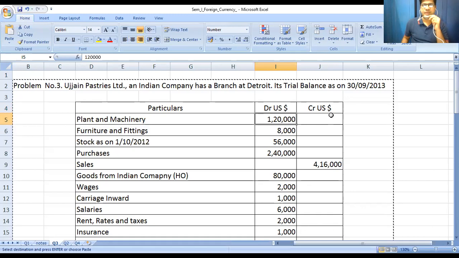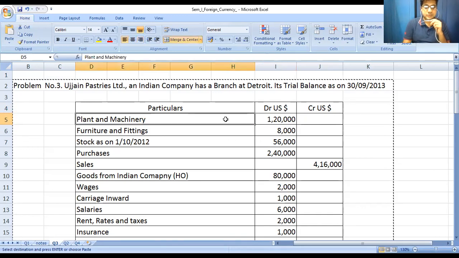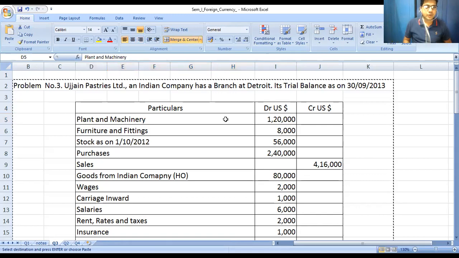First of all, we have to convert the trial balance from dollar to rupee, because the Indian currency is rupee. Now, how will we do the conversion? We have to understand what rules are there. I already informed you, but let us discuss, one by one, the rules and transactions that we have to use for converting all the items.